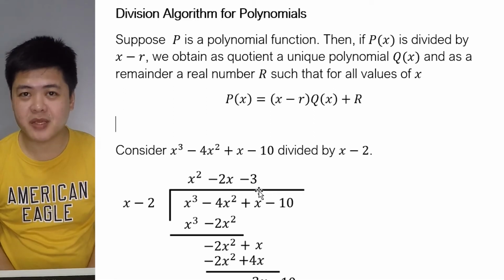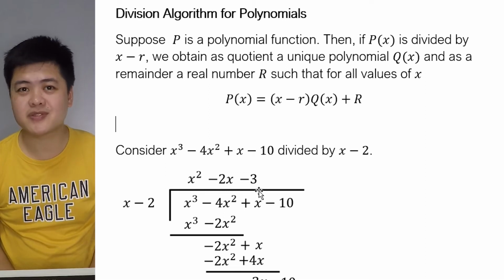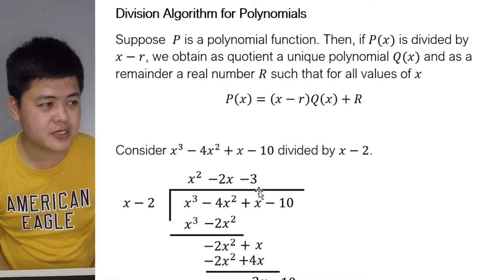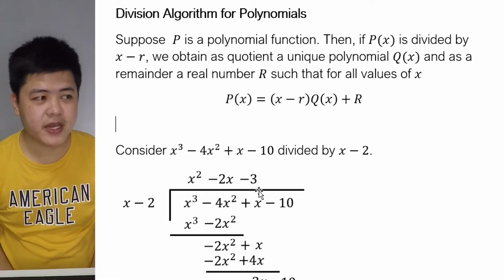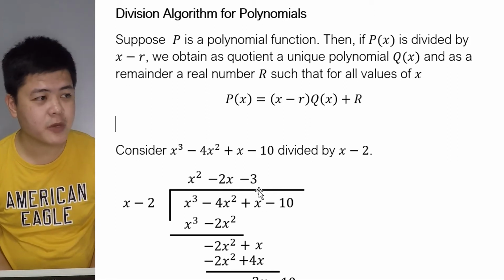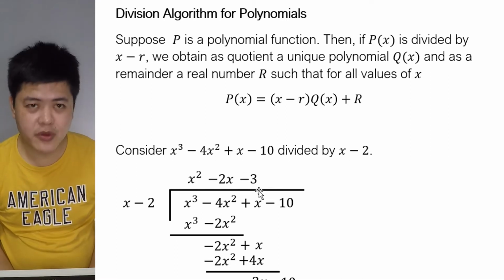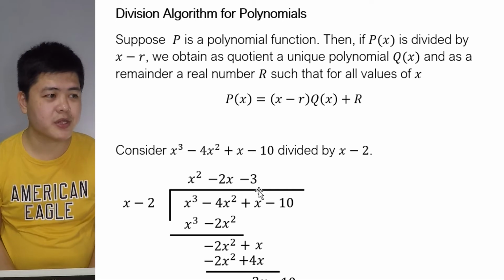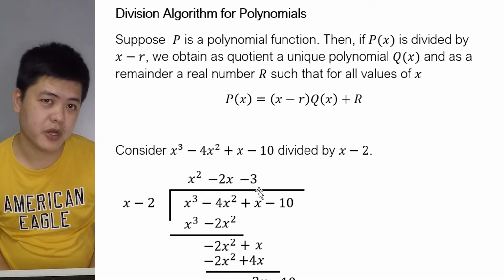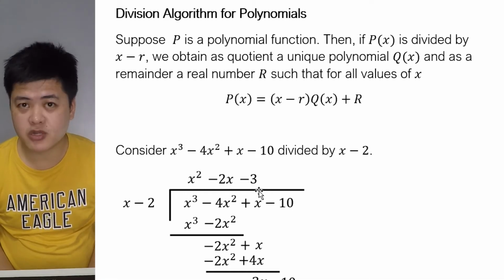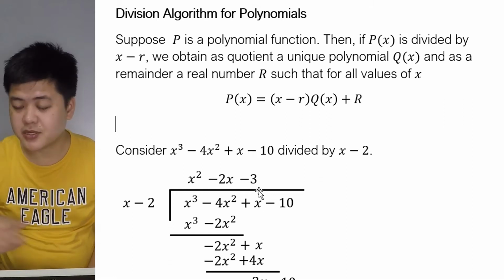Before we discuss the remainder and factor theorem, let's first discuss the division algorithm for polynomials. It says that, suppose p is a polynomial function, then if p of x is divided by x minus r, we obtain as a quotient a unique polynomial q of x, and as a remainder a real number r, such that for all values of x, the polynomial p of x is equal to x minus r, which is the divisor, times q of x, the quotient, plus the remainder.